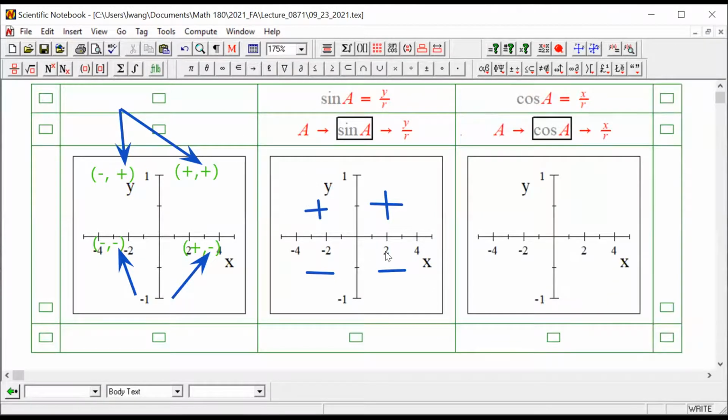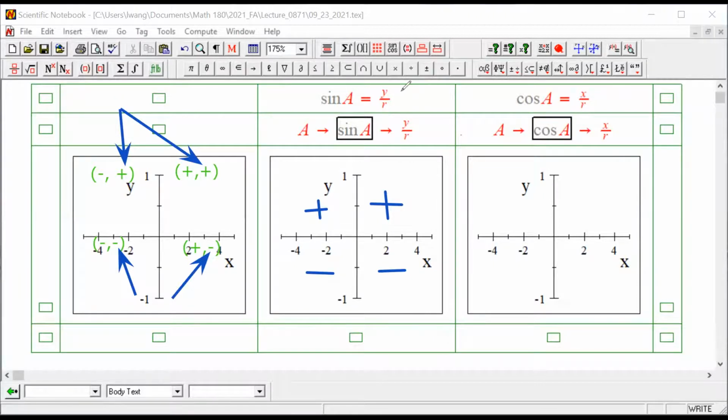What would you do? You look at x over r, right? When x is positive, the ratio is positive. When x is negative, the ratio is going to be negative, right? So the whole process, we're using principle number 6, which is a positive divided by positive is positive, negative divided by positive is negative. Do you guys follow me? Principle number 6.